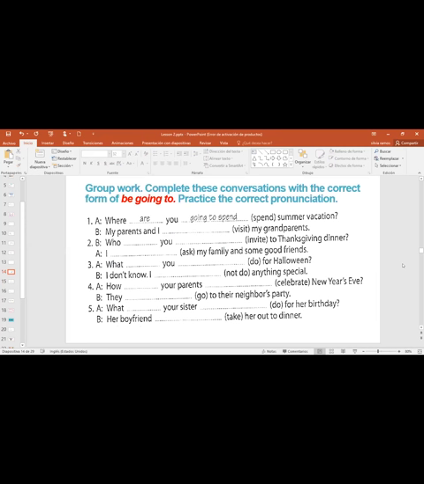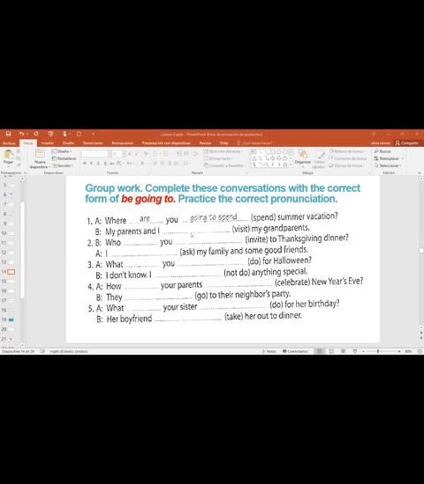Ya nos dieron la respuesta de la primera. Vamos a trabajar en parejas, right? But with the first one, we have letter A. Where are you going to spend summer vacation? Right? That's the question. And letter B says, my parents and I, what would be the answer for this? We're going to use this verb, visit, right? So what should I write here? My parents and I are going to visit.